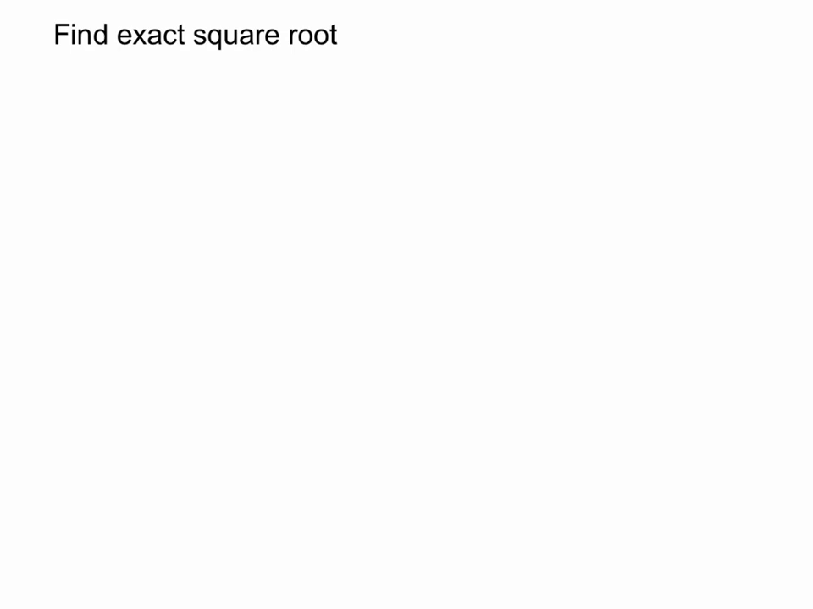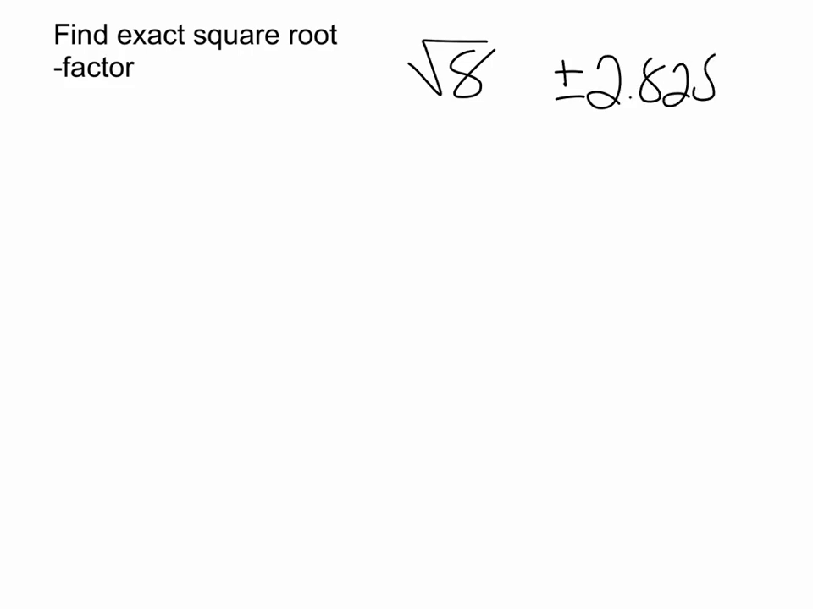So I want to look at finding the exact square root. And to do that, we're going to have to factor our square roots. I first want to compare exact versus approximate answers for square roots. So let's take the example of the square root of 8. If I plug that into my calculator, I'll get positive and negative 2.824, and the value continues on after that. So at some point, I'm going to have to round my value. Once I round this decimal, it becomes an approximation. So we no longer have an exact answer.